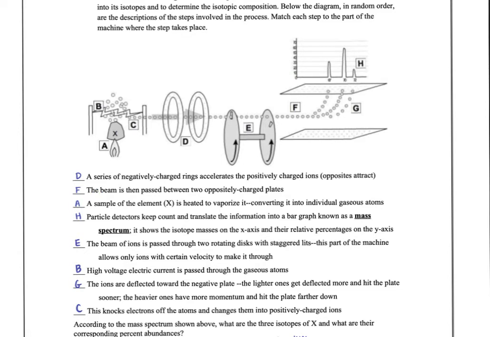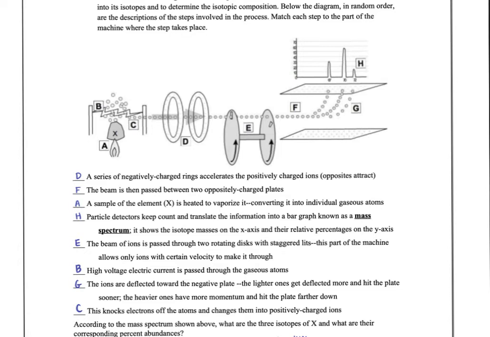The beam that made it through these slits, so there's still ions, passes through two oppositely charged plates. So we have a positive charge down here and a negative charge down here. So it's passing through these oppositely charged plates. Letter G, the ions are deflected towards the negative plate because we know that these positively charged ions like the negative charge, right? So they're avoiding the positive, they're moving towards the negative. So these ions are deflected towards the negative plate.